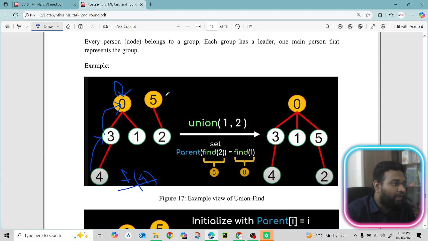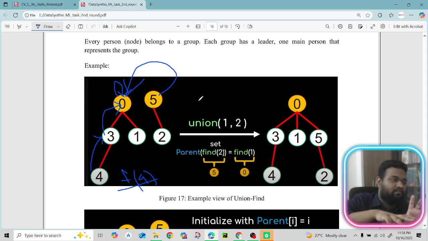So we are going to take this small tree, because it only has two nodes, two elements, and attach it to this larger tree. This is our first concept: we are taking the small tree into a larger tree. This is how union works. And after union, we will get something like this.